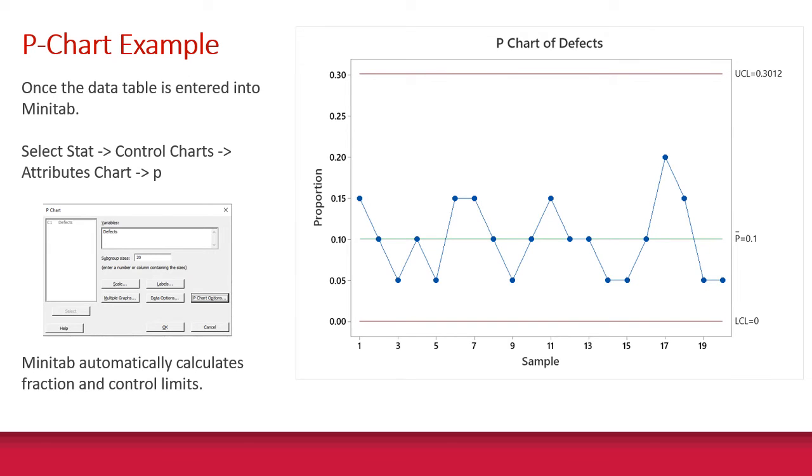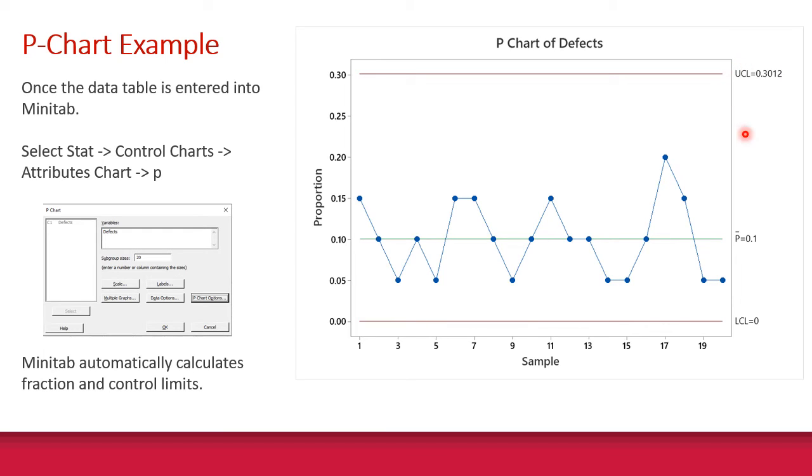Now we enter the data into Minitab. I entered a single column with the number of defects. You go to Stat, Control Charts, Attributes Charts, P, and then enter your data. For example, I have my column selected, which I labeled defects. For the subgroup sizes, I entered 20. Hit OK, and Minitab will automatically calculate the fraction and control limits for you.